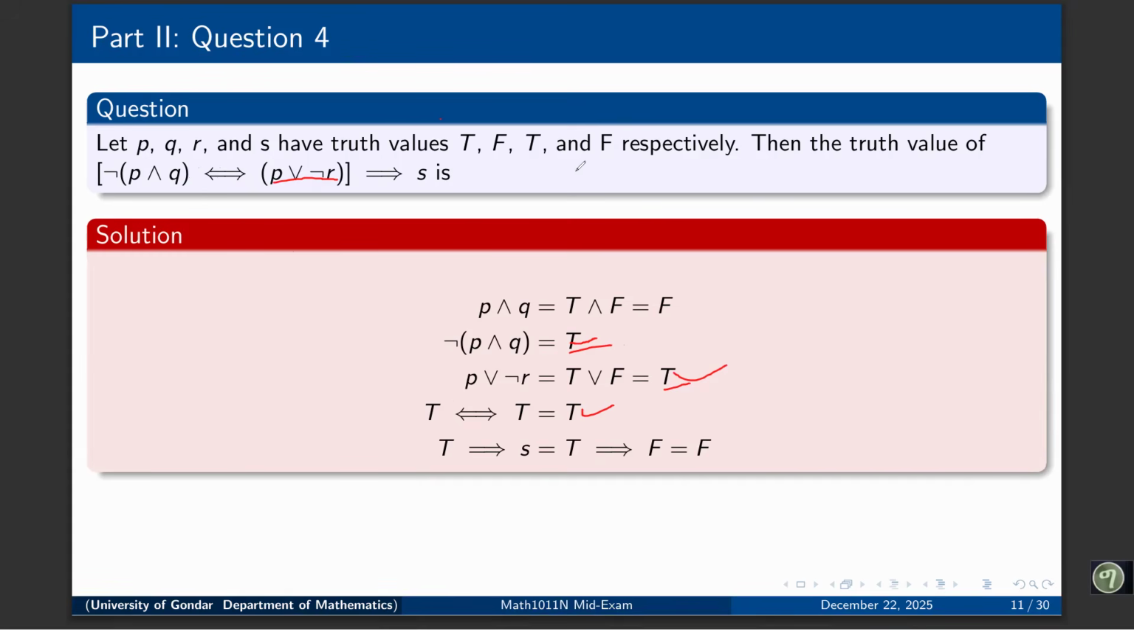But what is S? S is false. So true implies S is true implies false, which is false, because the premise here is true, but the conclusion is false. Therefore, the truth value of this compound statement, depending on the given truth values of the propositions P, Q, R, and S, is false, so the answer is false.